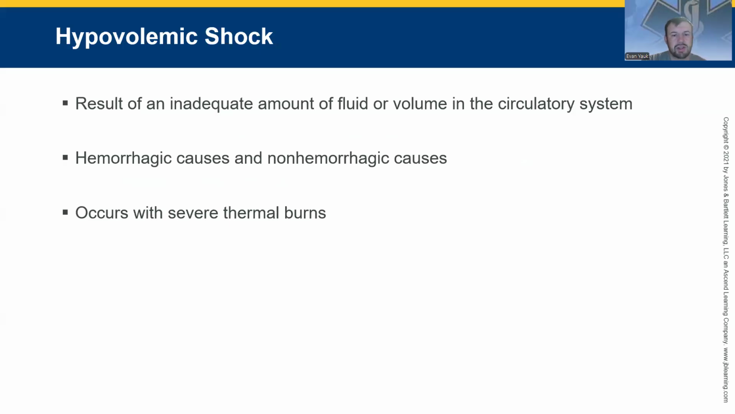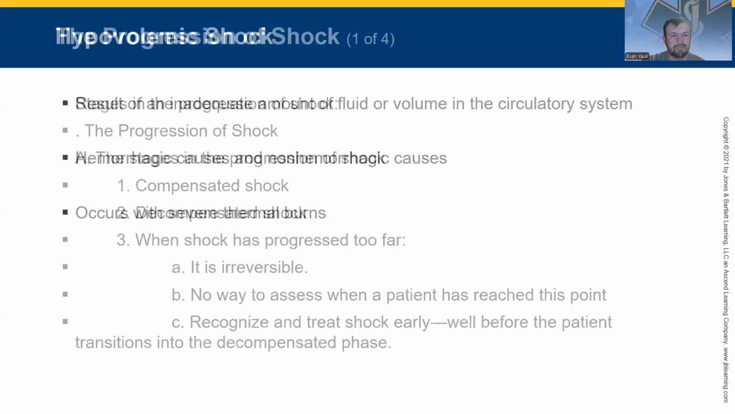Hypovolemic shock results in the inadequate amount of fluid or volume in the circulatory system. Hemorrhagic causes and non-hemorrhagic causes occurs with severe thermal burns. If we lose fluid, whether it be blood, whether it be through like vomit or diarrhea, profuse sweating, all of these can cause hypovolemic shock. It's a lack of fluid in the body.